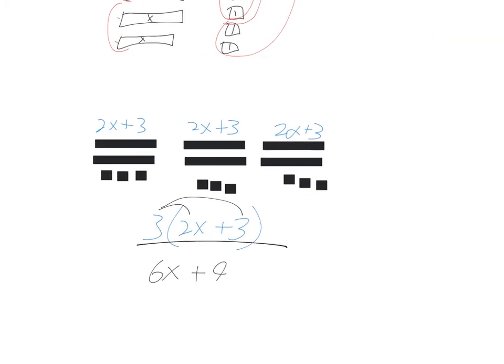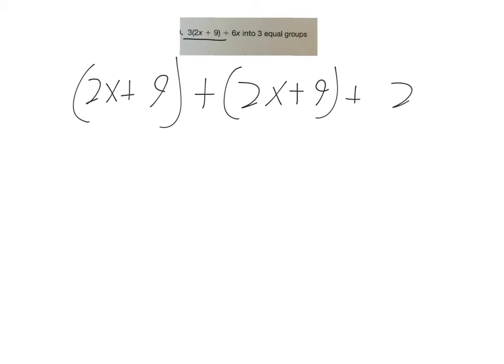For this next example, we want to look at 3 times 2x plus 9 plus 6x into 3 equal groups. So when you're looking at this, you first could see that, oh wait, this is kind of already in 3 equal groups, 3 times 2x plus 9. So you'd have 2x plus 9, plus 2x plus 9, plus 2x plus 9. And you'd have those 3 equal groups there.